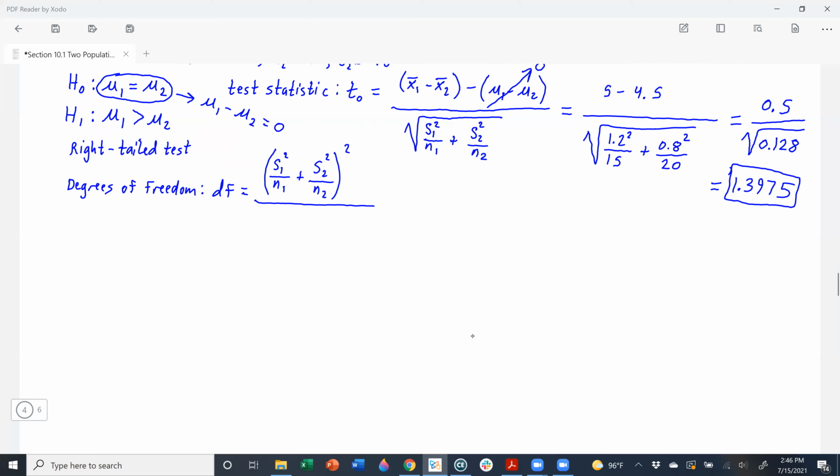Big fraction here, and then we have S1 squared over N1, and all of that needs to be squared and divided by N1 minus 1, plus S2 squared over N2, and then all of that gets squared. And this is all over N2 minus 1. Okay, so crazy formula there.